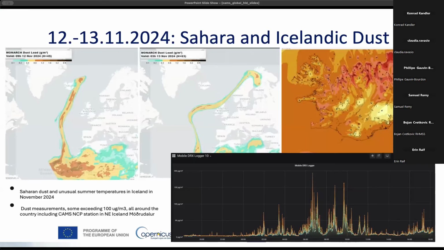So maybe skip that and just get to the analysis. Pavla showed this slide yesterday, and I think we just saw it in the previous talk as well. This dust transport episode from the Sahara reaching Iceland in mid-November 2024, and the examples at the back here show the outputs from the Monarch model, the dust load, and then some examples of the measurements from the site in Northeast Iceland, that's shown here. So we've already seen these, and we had a meeting with Pavla and some others a few weeks ago, and it got me thinking.